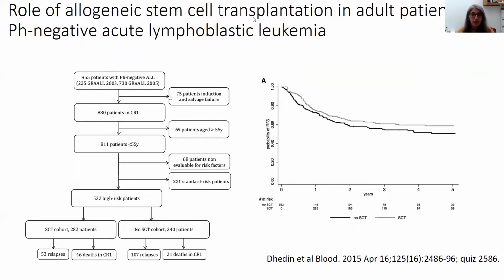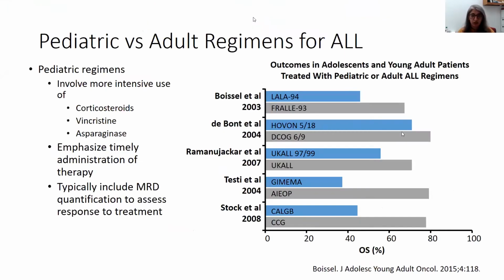Taking this a little step further, now looking specifically at Philadelphia negative ALL, this paper published in Blood in 2015 looked at the high risk group of patients from the two GRAALL studies, 2003 and 2005. They were able to select out about 522 patients, of whom 282 underwent a transplant and 240 remained on chemotherapy. And it really appeared that patients who were high risk and who underwent a transplant tended to do better than patients who did not undergo a transplant.